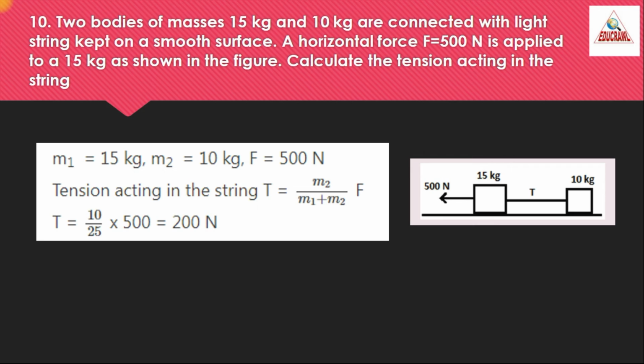So the given data are M1 is equal to 15 kg, M2 is equal to 10 kg and F is equal to 500 Newton. The tension acting in the string T is equal to M2 divided by M1 plus M2 into F. Now substitute M1, M2 and F value in the given equation. We get T is equal to 10 divided by 25 into 500, which is equal to 200 Newton. The tension acting in the string is given by 200 Newton.